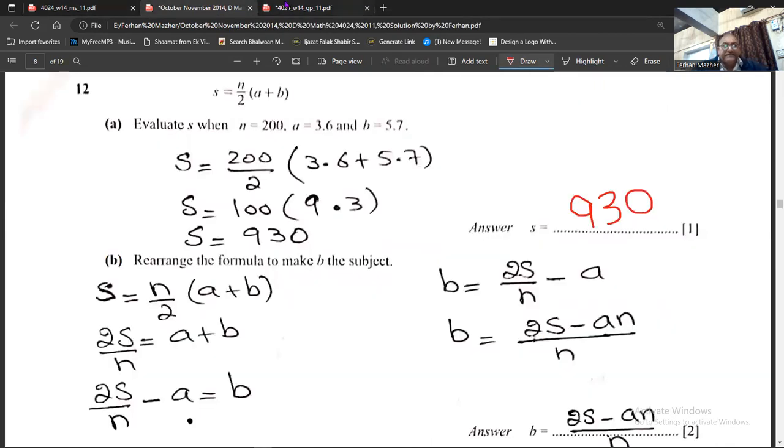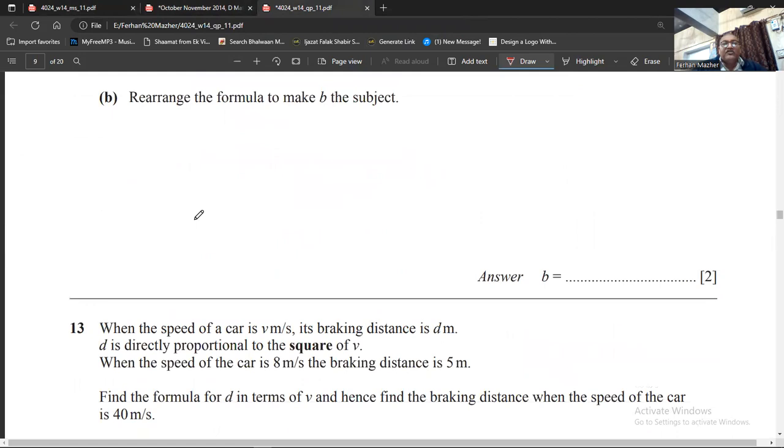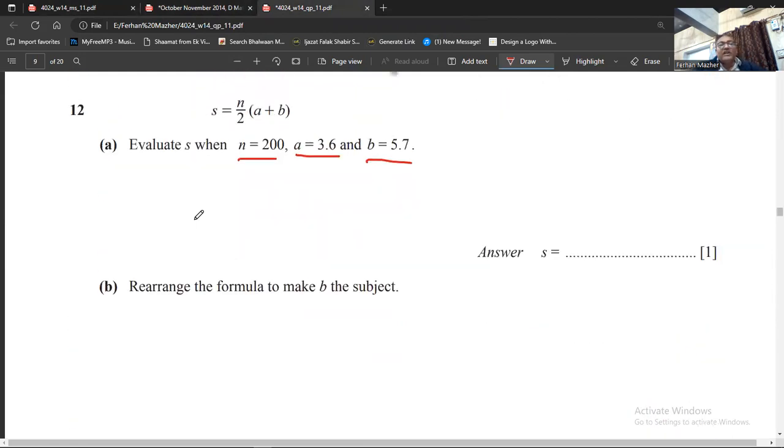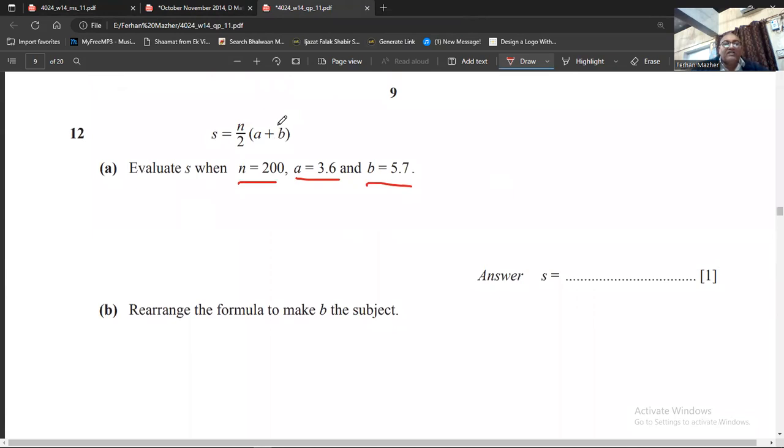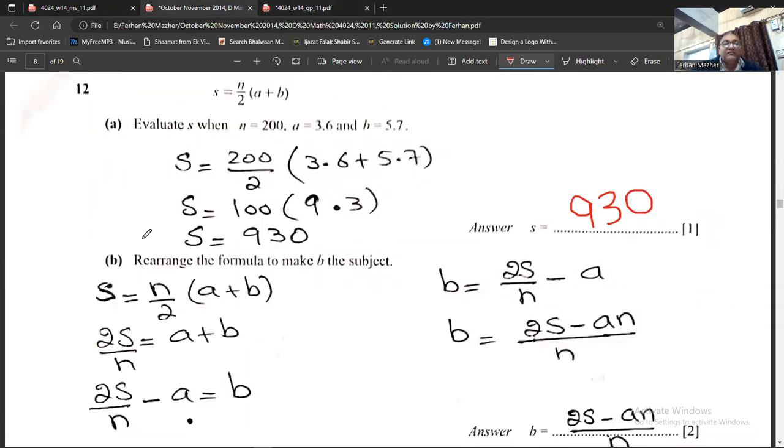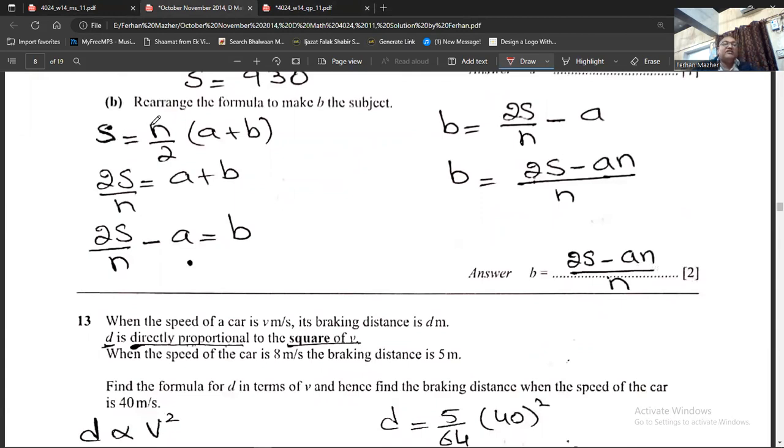This is the solution. So we have question number 12, B part. He says, rearrange the formula to make B the subject. So here we have S is equal to n by 2, bracket A plus B. I want B to be the subject. First of all, this 2 dividing here will go to the other side and multiply. N, which is multiplying here, will go to the other side and divide. So you will have 2S divided by n equals A plus B. This plus A will go to the other side and subtract. So you will have 2S by n minus A equals B.